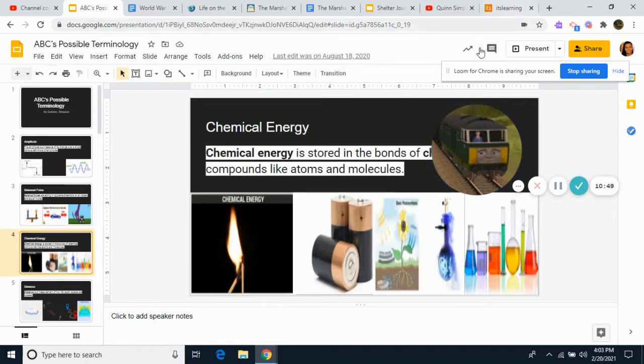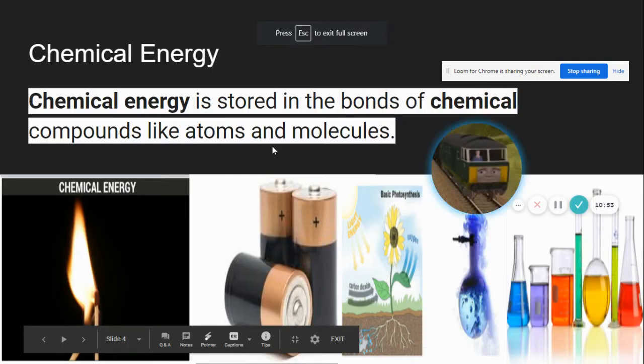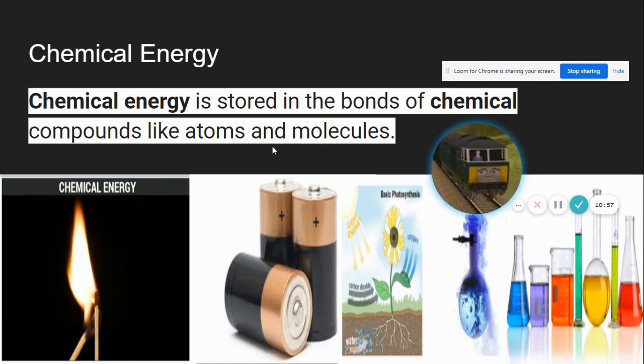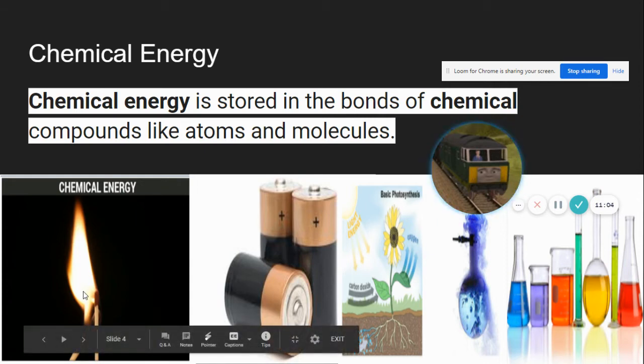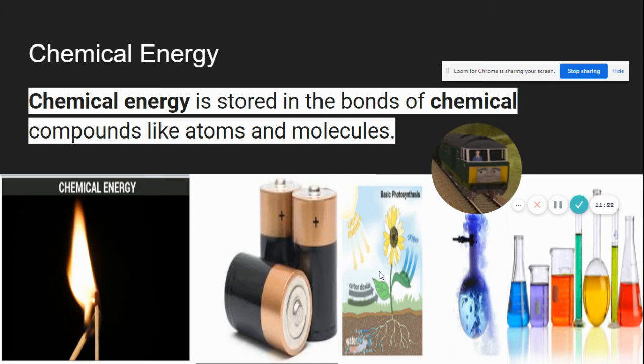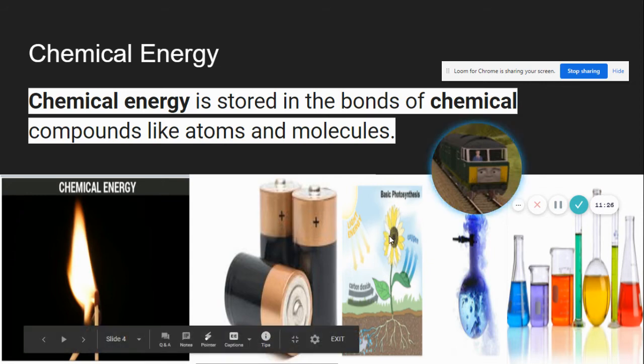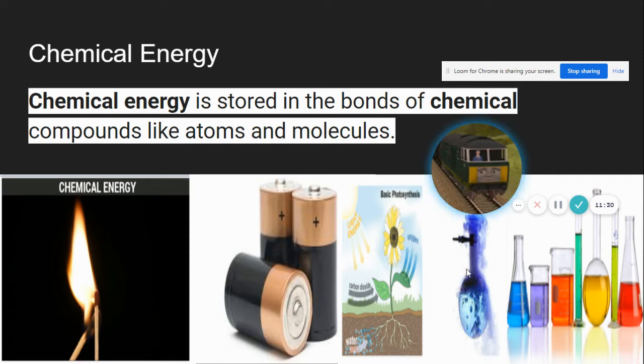All right, chemical energy. Chemical energy is stored in chemical compounds like atoms and molecules. This is chemical energy, which is the torch with fire, and these are batteries that can explode immediately, and this is the carbon dioxide by the leaves, and light energy by the sun, and the oxygen from the other plant, other leaf, and the basic photosynthesis. This is where water comes from, and there's the dirt, and there's the sunflower, and there's this potion that smells a little bit.